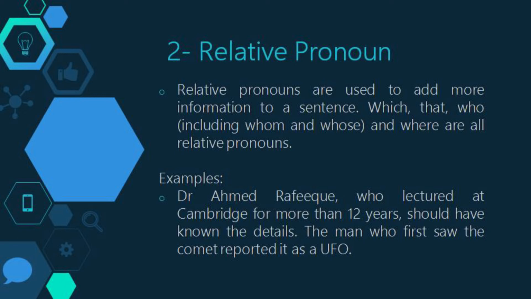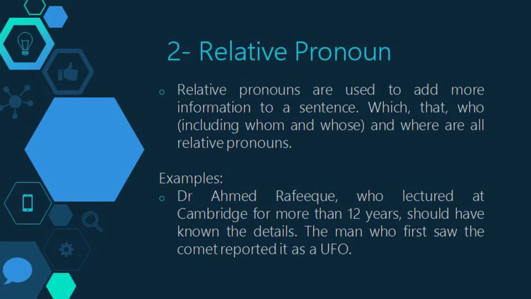For example, we commonly use which, that, who in everyday sentences, so you should know these words are the relative pronouns. For example, Dr. Ahmad Rafiq, who lectured at Cambridge for more than 12 years, should have known the details. The man who, just look here, the man. Then after we use who, the relative pronoun, you connect these words to the rest of the sentence, so that we can call it a conjunction.